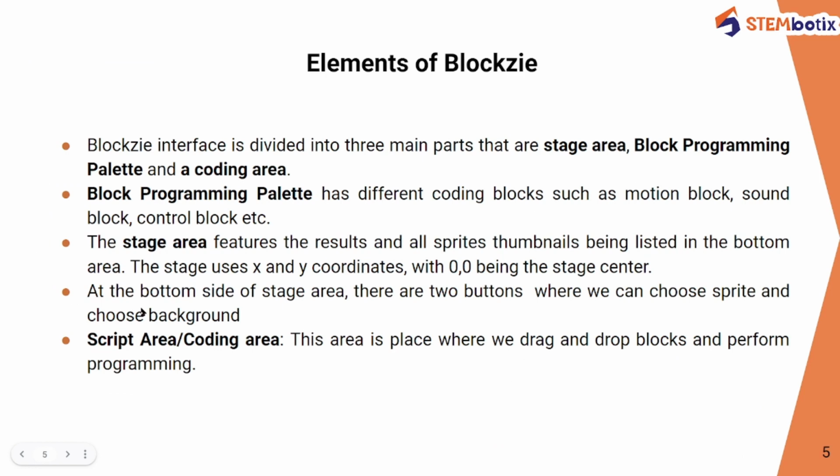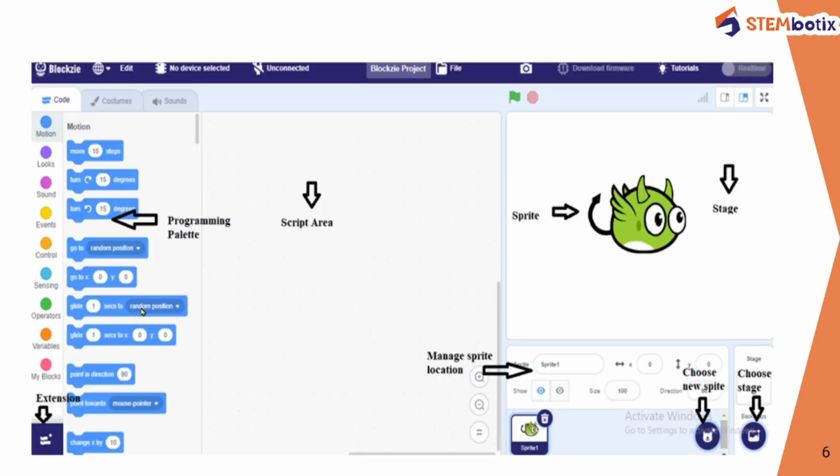So the block programming palette has different coding blocks such as motion blocks, sound blocks, control blocks, etc. Now this block programming palette has different categories, and these are the different categories. First is motion, then looks, sound, events, control, sensing, operators, variables, and my blocks.